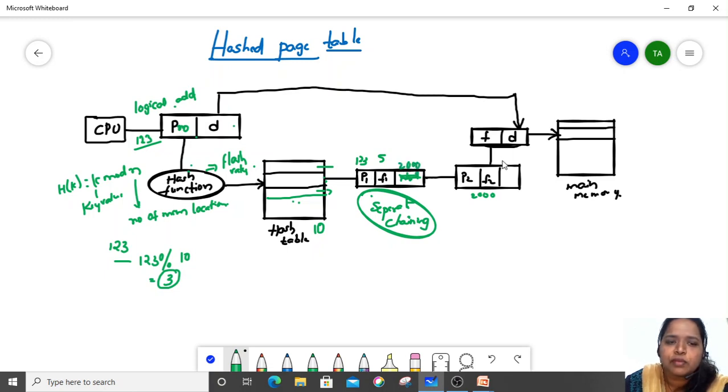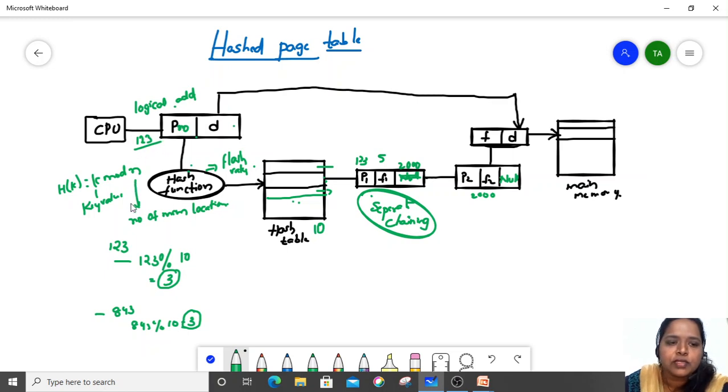Suppose the CPU generates a logical address, say 843. 843 modulo 10 equals 3. So 843 is going to be stored at the third position. In order not to have collisions, if there are no nodes, you can keep null, and it will check accordingly.